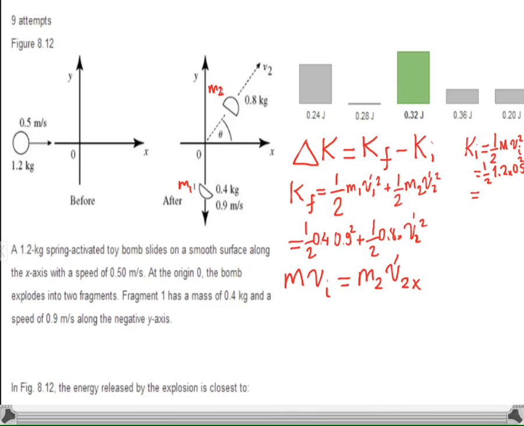I have to conserve the momentum in the x direction. The second object contributes to the momentum in the x direction after the collision. So the x component of its momentum after the explosion is m2 V2 x prime. I know m is 1.2 and Vi is 0.5. And this is equal to m2, which is 0.8, already given in the question, and V2 x prime.